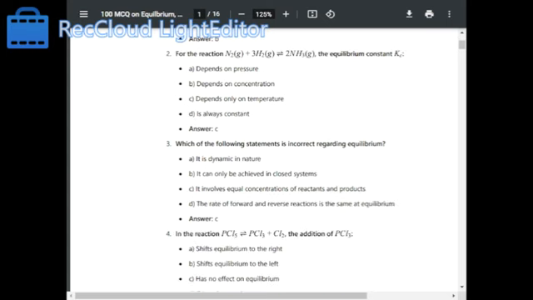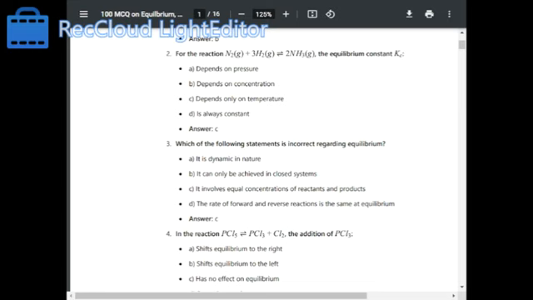Question number 3. Which of the following statements is incorrect regarding equilibrium? Option A, it is dynamic in nature. Option B, it can only be achieved in a closed system. Option C, it involves equal concentration of reactants and products. Option D, the rate of forward and reverse reaction is the same at equilibrium. The correct answer is C.